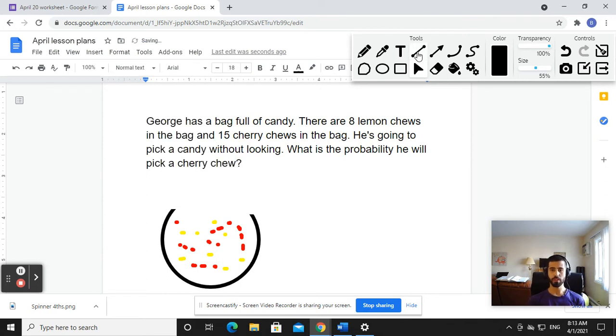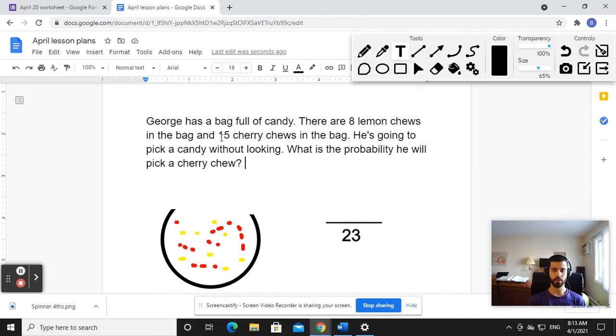Well, we put the total possible outcomes on the bottom. So you could count all of these, or you could add 8 plus 15. Those are all the possible situations. You could choose any one of those chewy candies, and that means 23 would be the sample space.